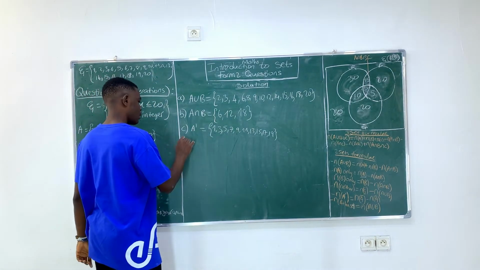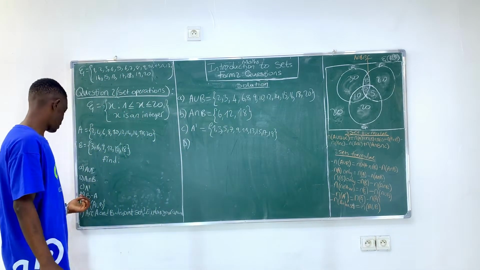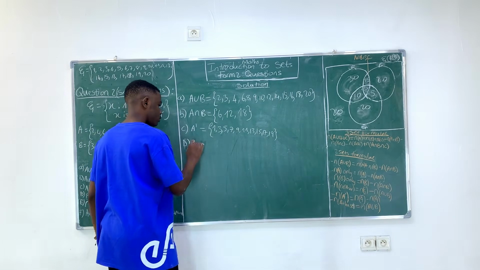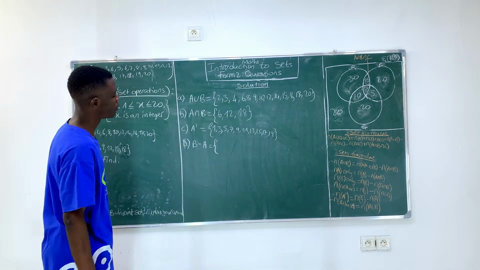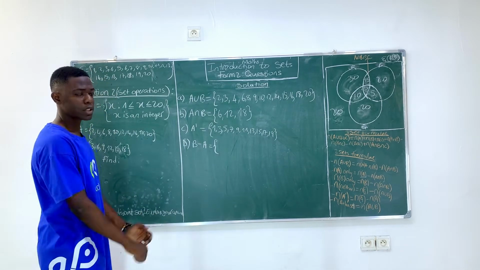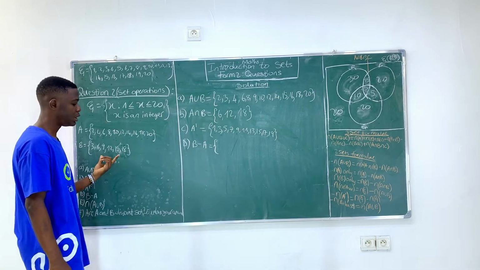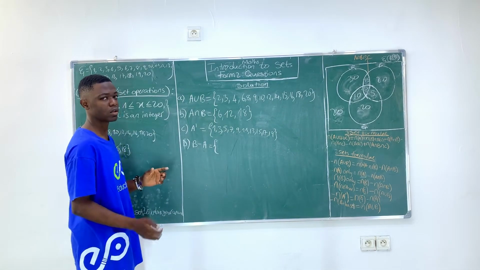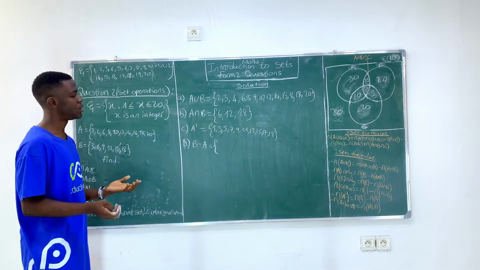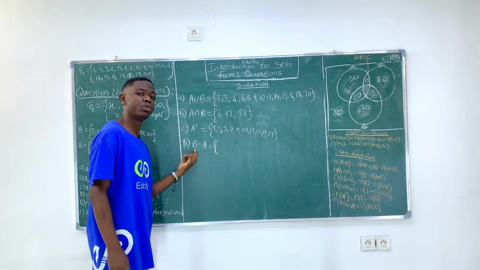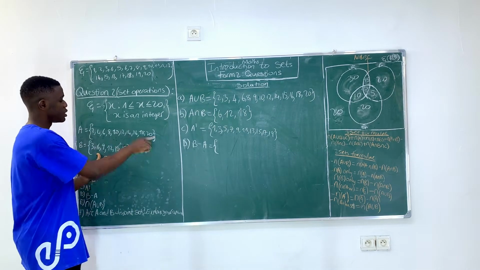Okay, so I'm at D. D says B minus A. So what is B minus A? It means when you look at B, you remove from B everything that is in A. It's just like subtraction. If they say 3 minus 2, from 3 you remove 2, and you are left with 1. The same here. B minus A means from B you remove A. So this is B here. From this B, you remove everything that is in A.